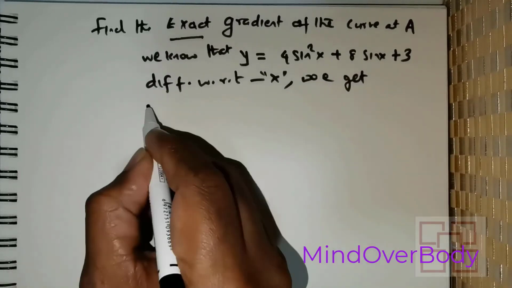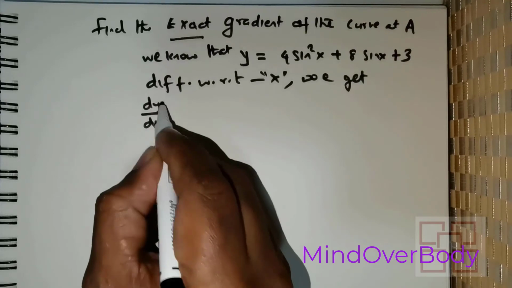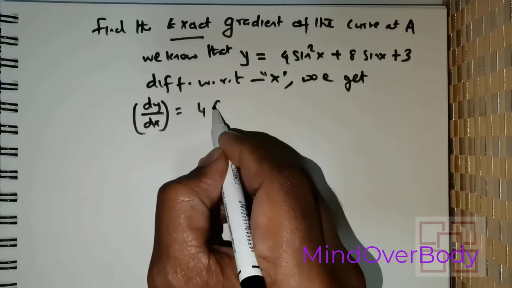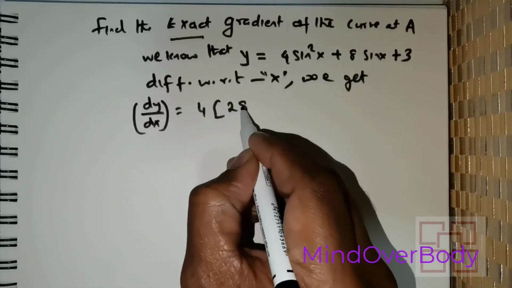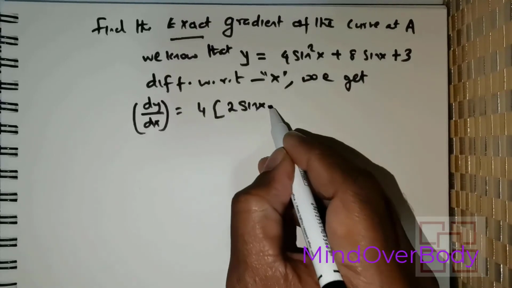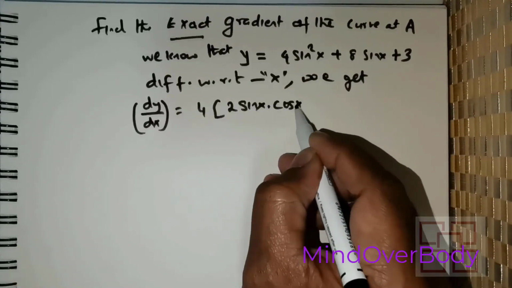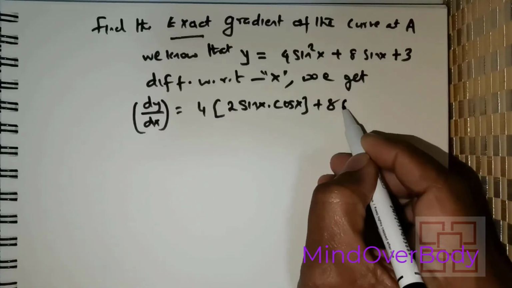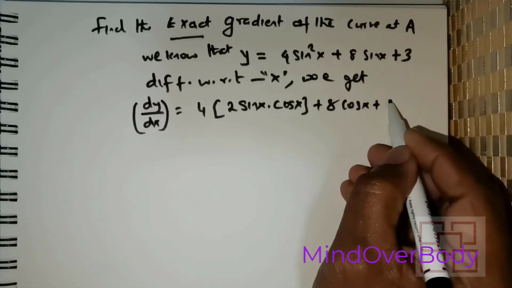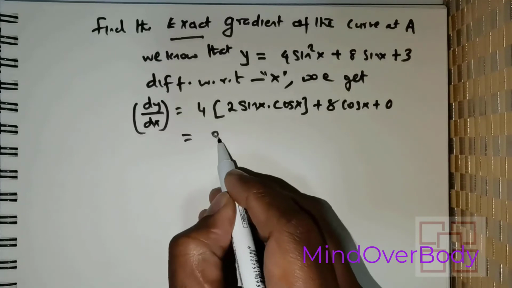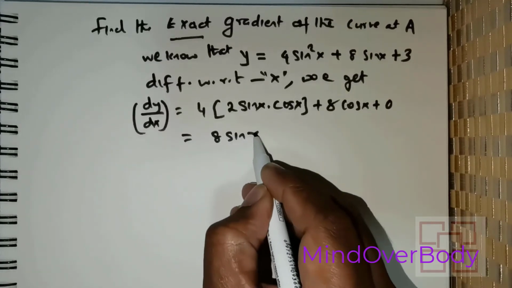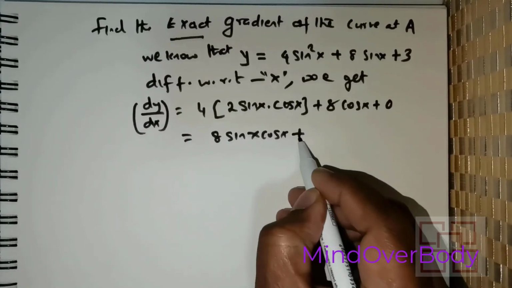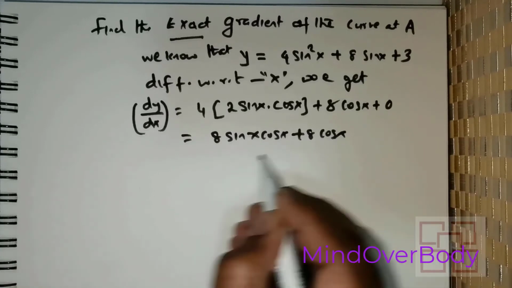so what do we get? We get dy over dx is equal to 4 times the derivative of sine squared x, which is 2 times sine x times the derivative of sine x, which gives cos x, plus the derivative of 8 sine x, which gives 8 times cos x, and the derivative of 3 is 0. This is 8 times sine x cos x plus 8 times cos x.